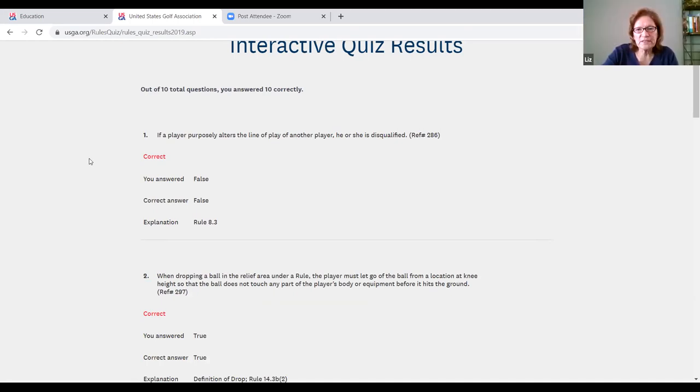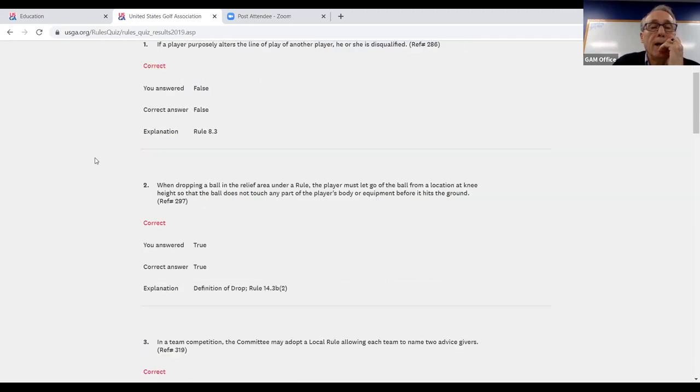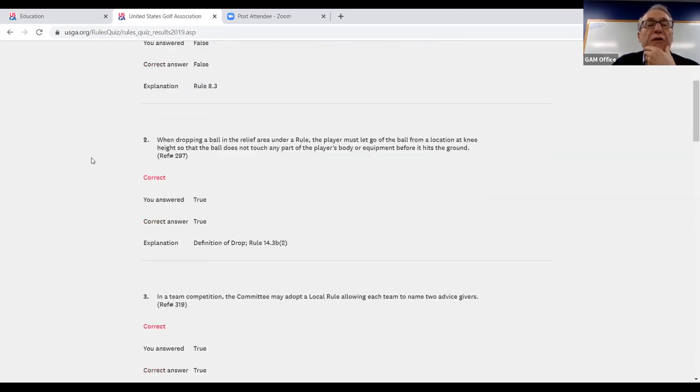I think the trick here is the level of penalty. There is a penalty, but it's not disqualification. Rule 8.3 covers what deliberate action the player can take to affect conditions for the other player. But again, the penalty for breach of that rule is the general penalty. Good point. Does anybody else want to discuss any other of the questions?